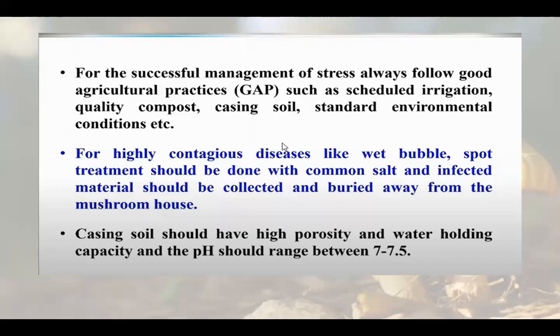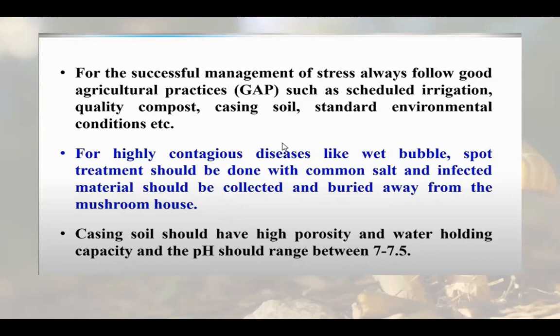And for highly contagious diseases like wet bubble, spot treatment should be done with common salt, and infected material should be collected and buried away from the mushroom house. If you find that any disease has come into the mushroom crop, then you have to collect all that material and treat it with common salt, and it should be buried away from the mushroom house. It should not be kept there. It should be removed from that place and buried deep in the ground so that the pathogen cannot come and affect the mushroom crop.